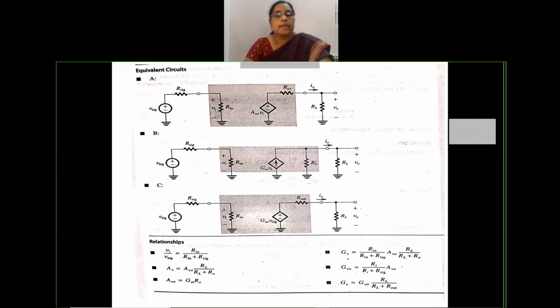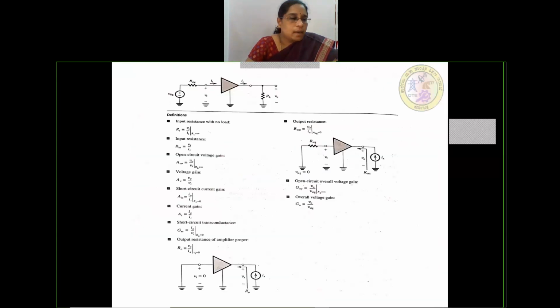In this session we have defined the basic definitions like voltage gain, as well as the input resistance and the overall voltage gain of the amplifier, as well as we have initially seen the different configurations available in the case of MOSFET amplifier circuits.